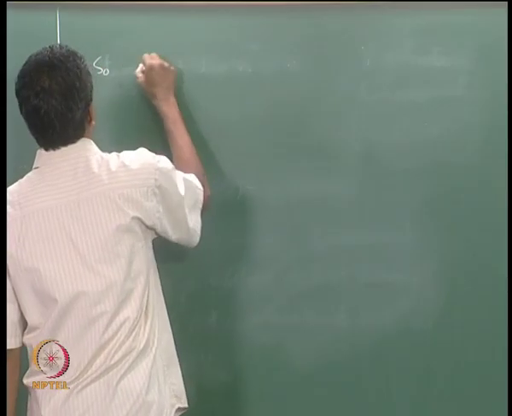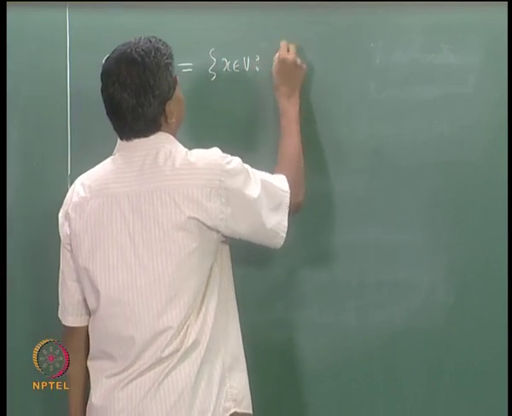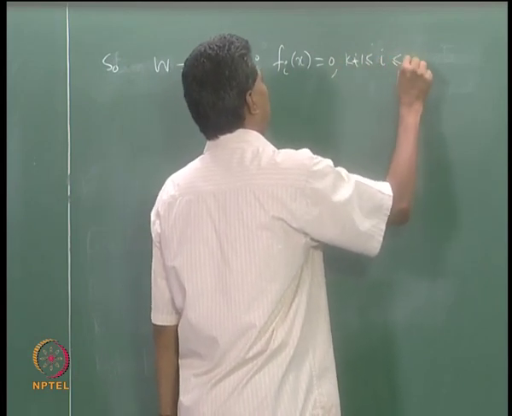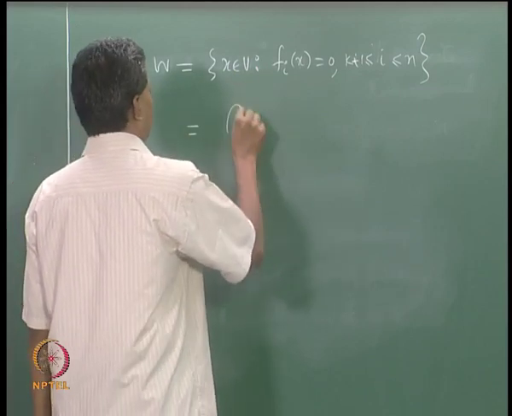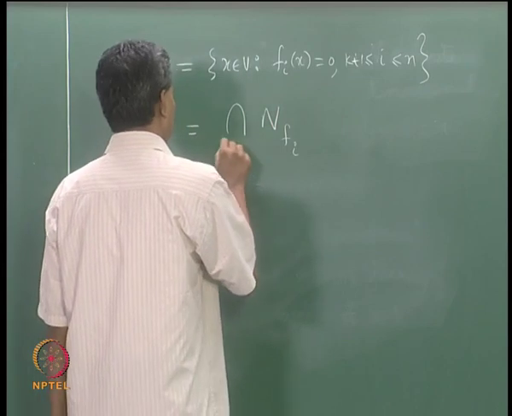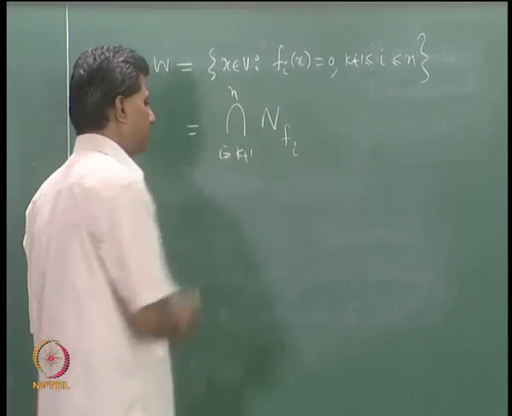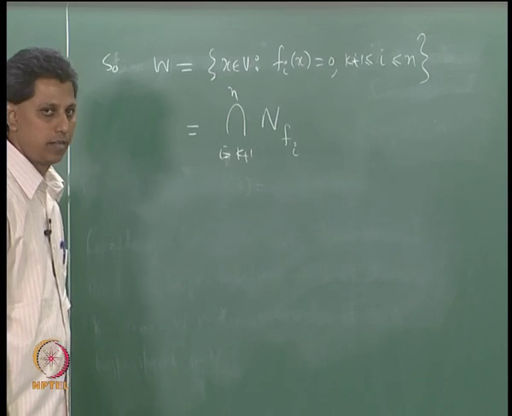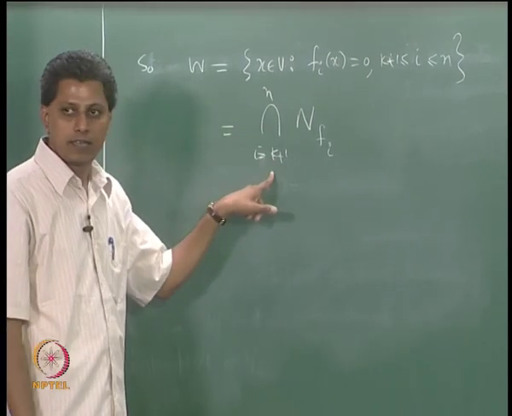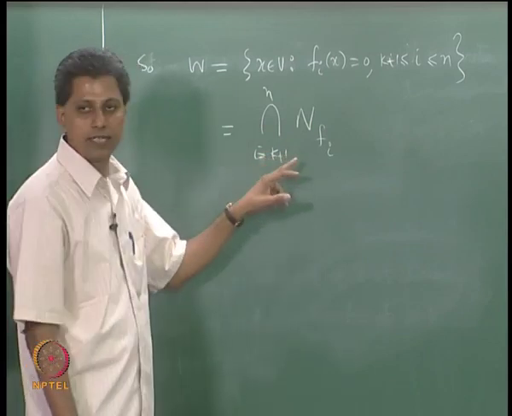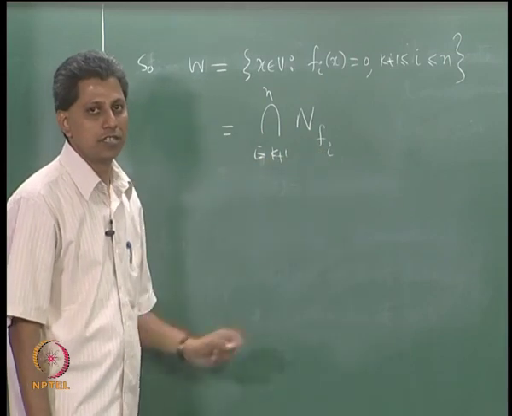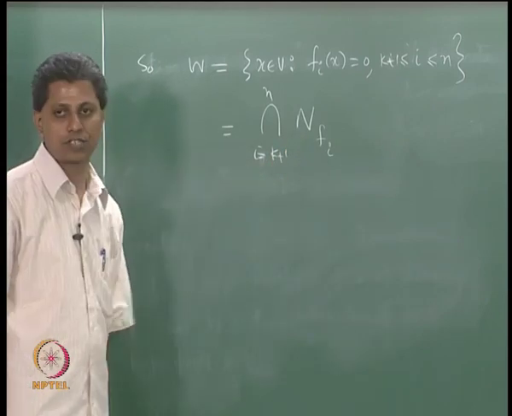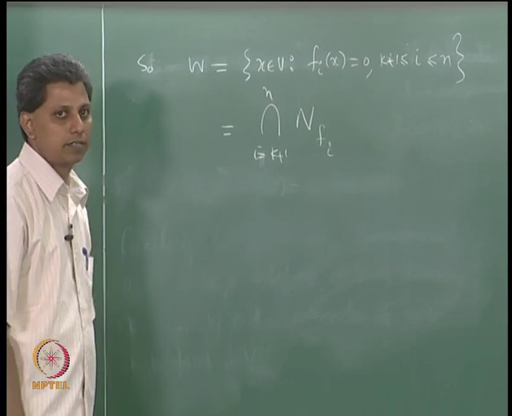So what we have done is W is the set of all x in V such that fi of x is 0 for all i running from k plus 1 to n. Now you see that this is the intersection of the null spaces of fi, i running from k plus 1 to n. Anything on the right hand side must be in the null space of fi for each i running from k plus 1 to n. This intersection has n minus k terms. So there are n minus k subspaces. Each is a null space of a non-zero linear functional, so each subspace is of dimension n minus 1. So I have written W as an intersection of n minus k hyperspaces, okay. That is the complete proof of this corollary.